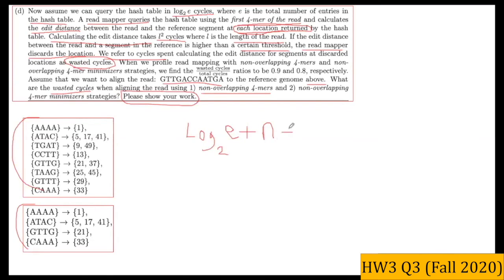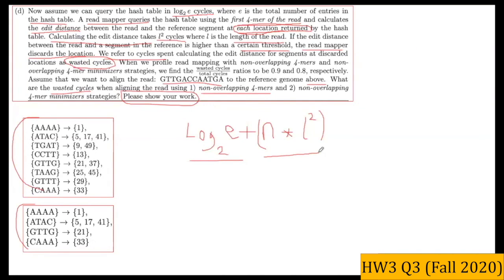So this n is multiplied by the number of cycles for performing edit distance, which is given in the question as L to the power 2. So this is the time, this is the number of cycles required to query the hash table, and these are the number of cycles to perform the edit distance calculation. Okay, I think it's straightforward in this question.